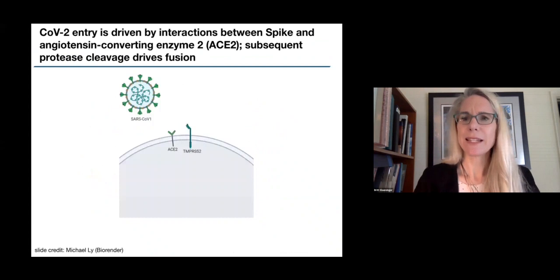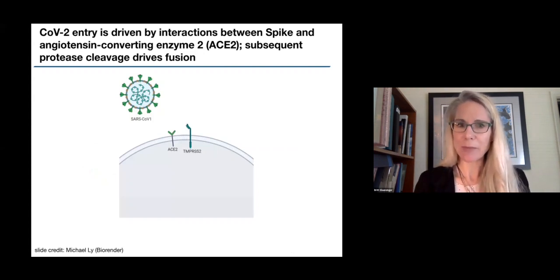All right, so how does entry happen? Well, of course, for COVID-2, entry is driven by interactions with that spike trimer and a host protein called angiotensin-converting enzyme 2, or ACE2. You can think of this interaction as like a lock and key mechanism, where the spike protein is like the master key that when it inserts into the lock, which is the ACE2 receptor, this triggers a series of changes that allows the virus in. It allows it past the plasma membrane.